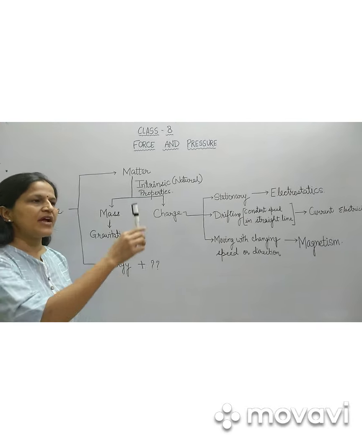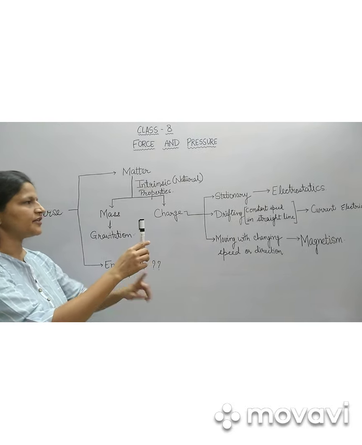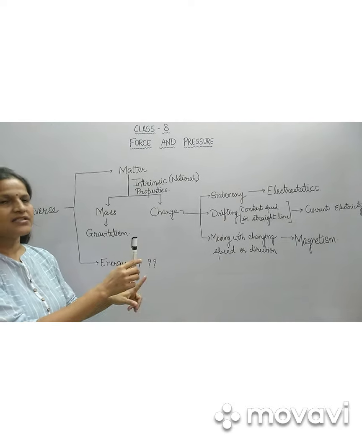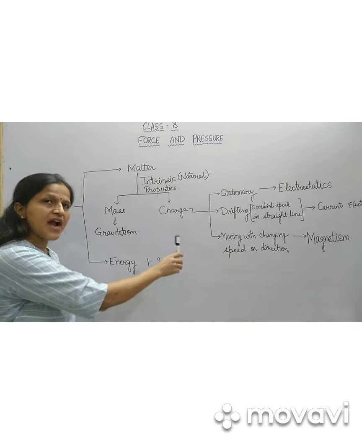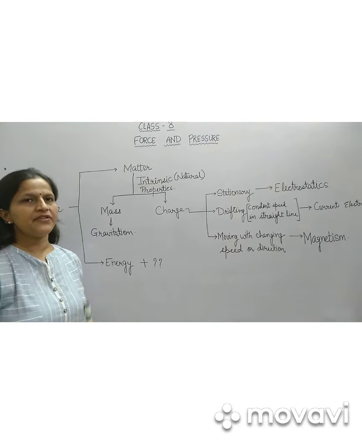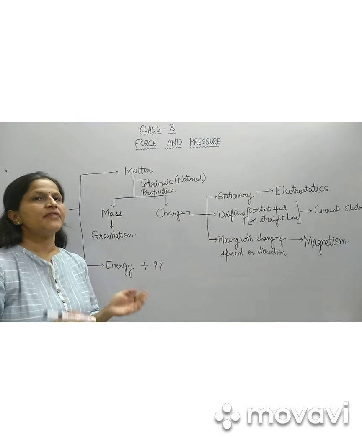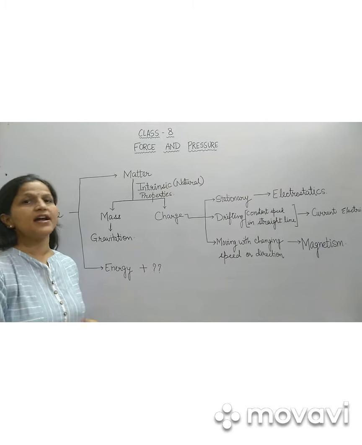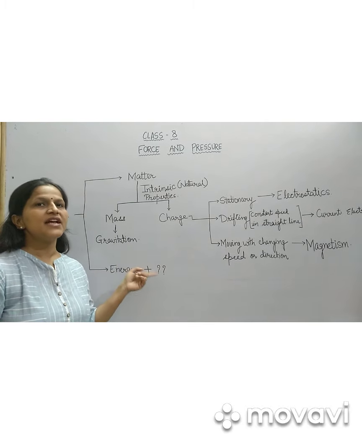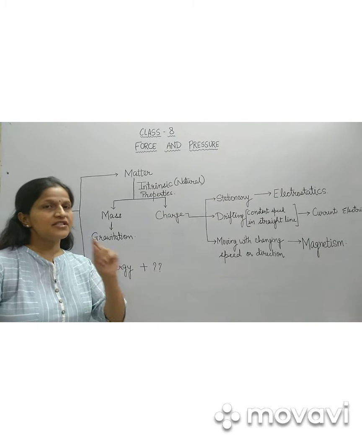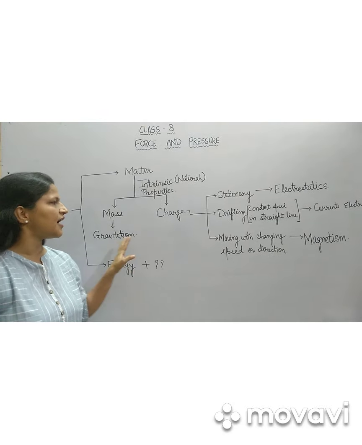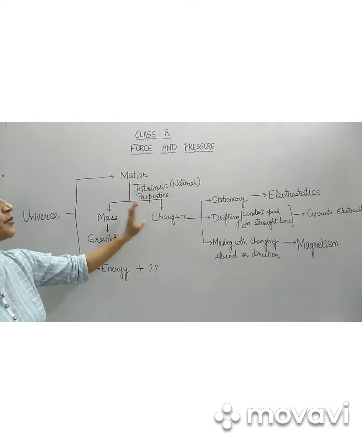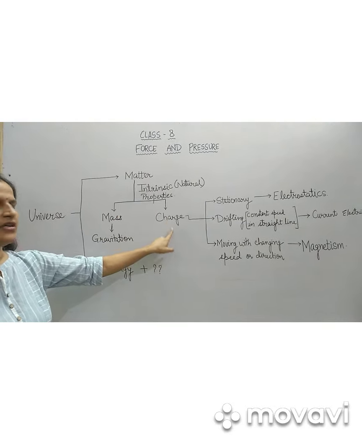For example, if I am holding this marker and if this is a board, both of the objects are matter, they have mass. So both the objects are attracting each other with a force of gravitation. Although the force is very small, this force is able to hold the entire universe together. This is known as the weak force, but it is that force which holds the entire universe together. The other intrinsic property of matter is charge.